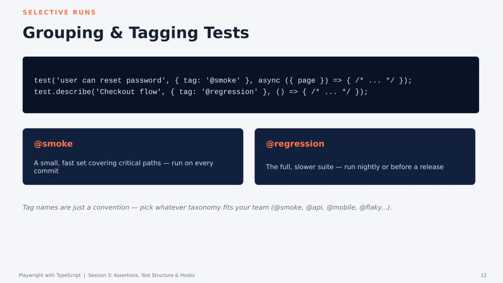And to be clear, these tag names are just a convention, not something built into Playwright specifically. Pick whatever taxonomy actually fits your team. @smoke, @api, @mobile, @flaky, whatever makes sense for how you work.